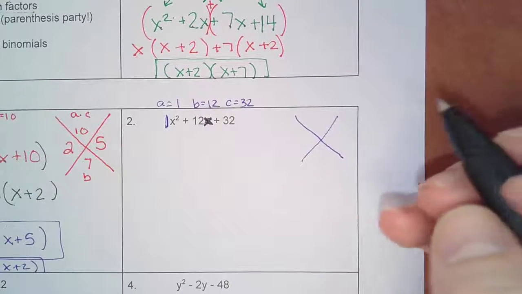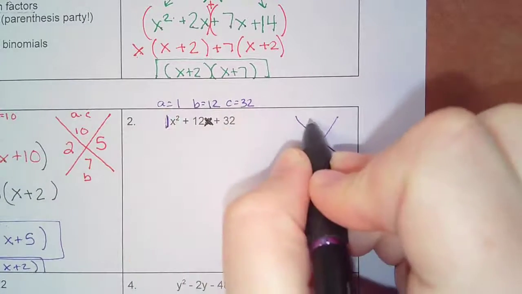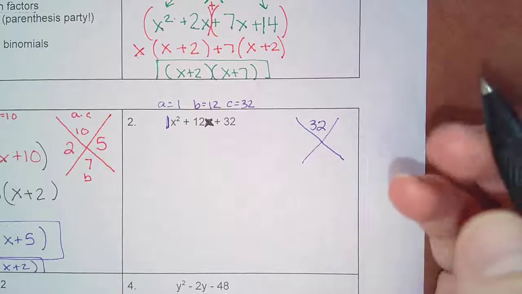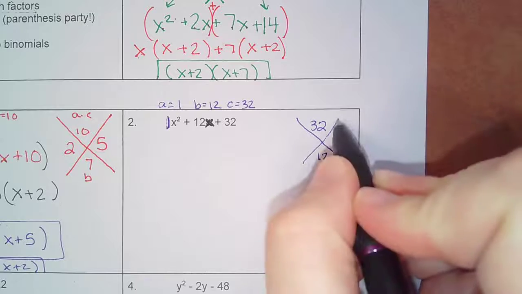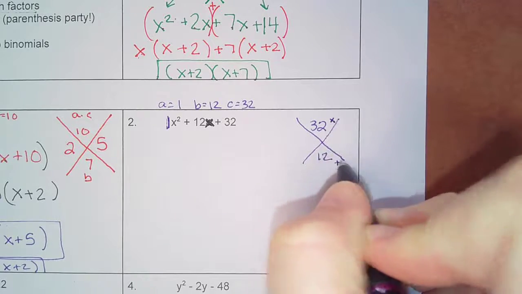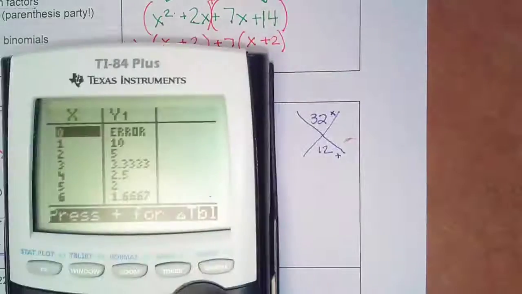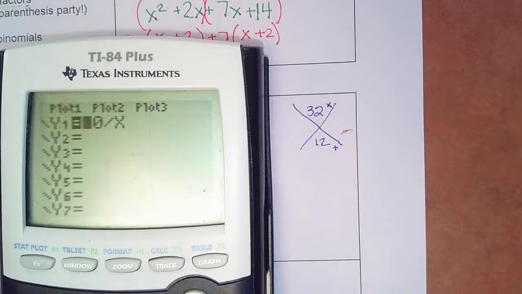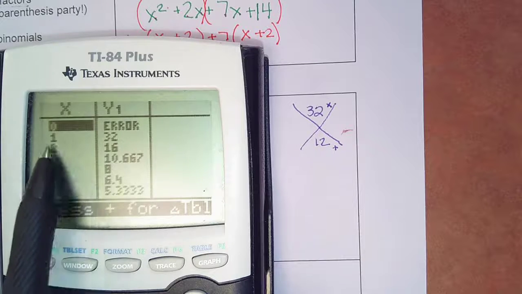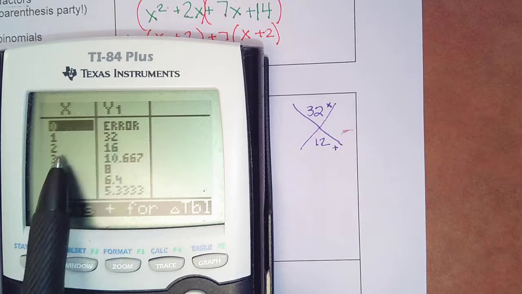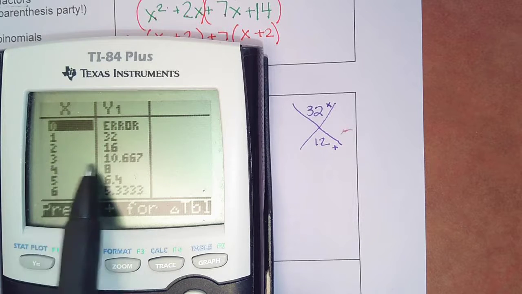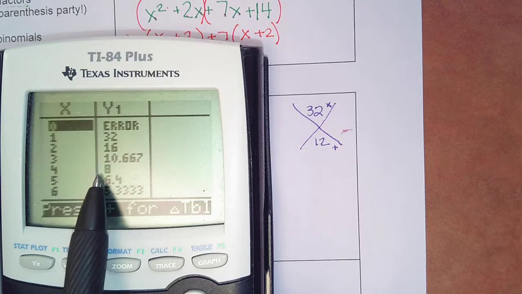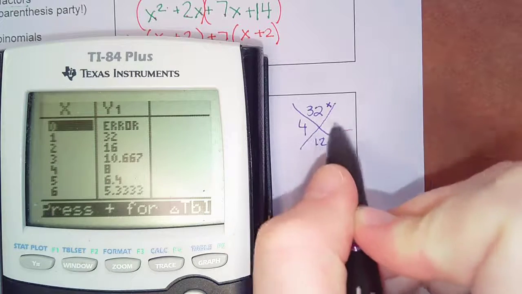At the top of my x, A times C. So 1 times 32 is 32. At the bottom, we have 12. So I'm looking for two numbers that multiply to 32, add to 12. So if we go in our calculator, press y equals, we want 32 divided by x. Second graph. So 1 and 32, that adds to 33, so not that one. 2 and 16, that adds to 18. Nope. Skipping 3, 4 and 8, that adds to 12. So those are the factors that I want.